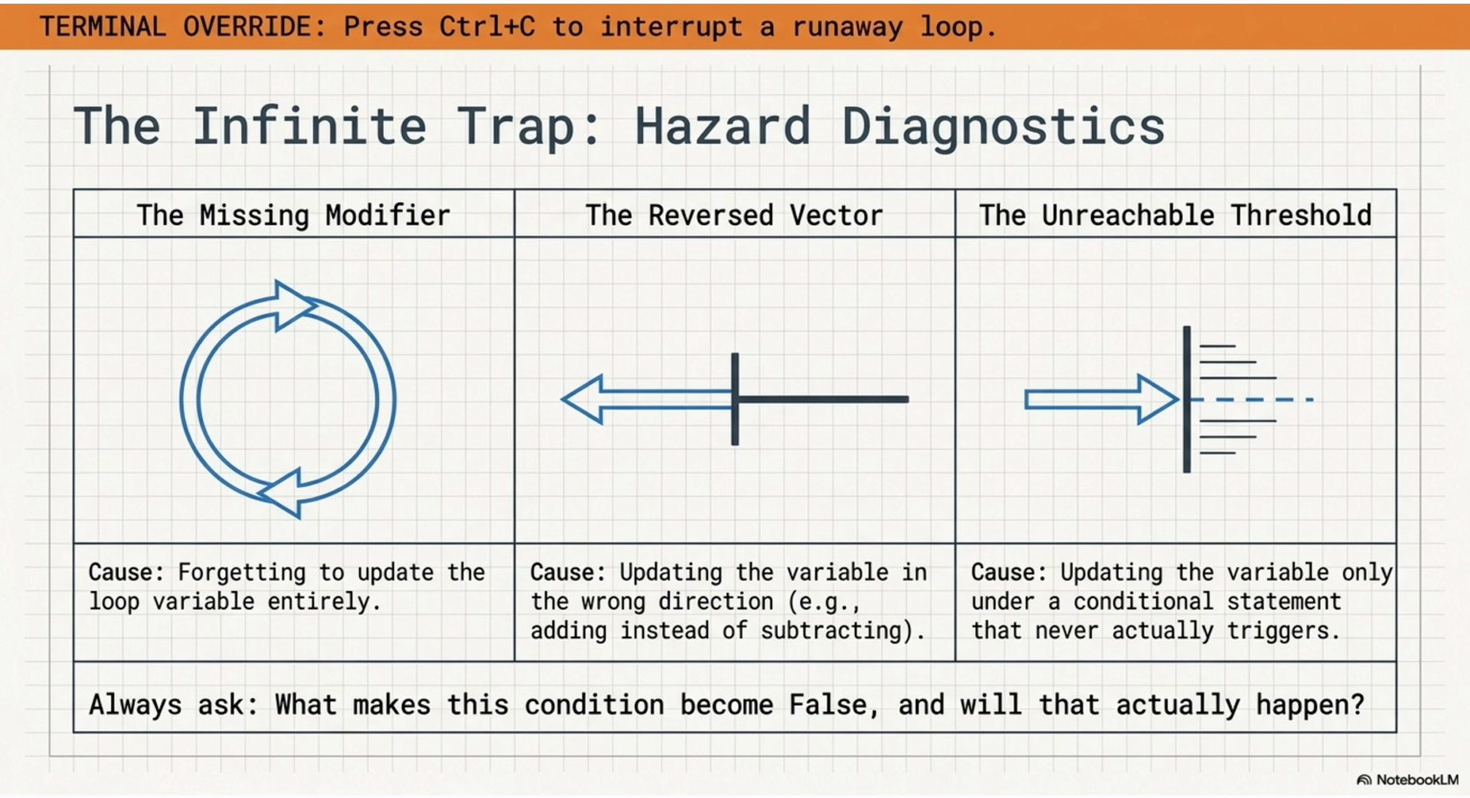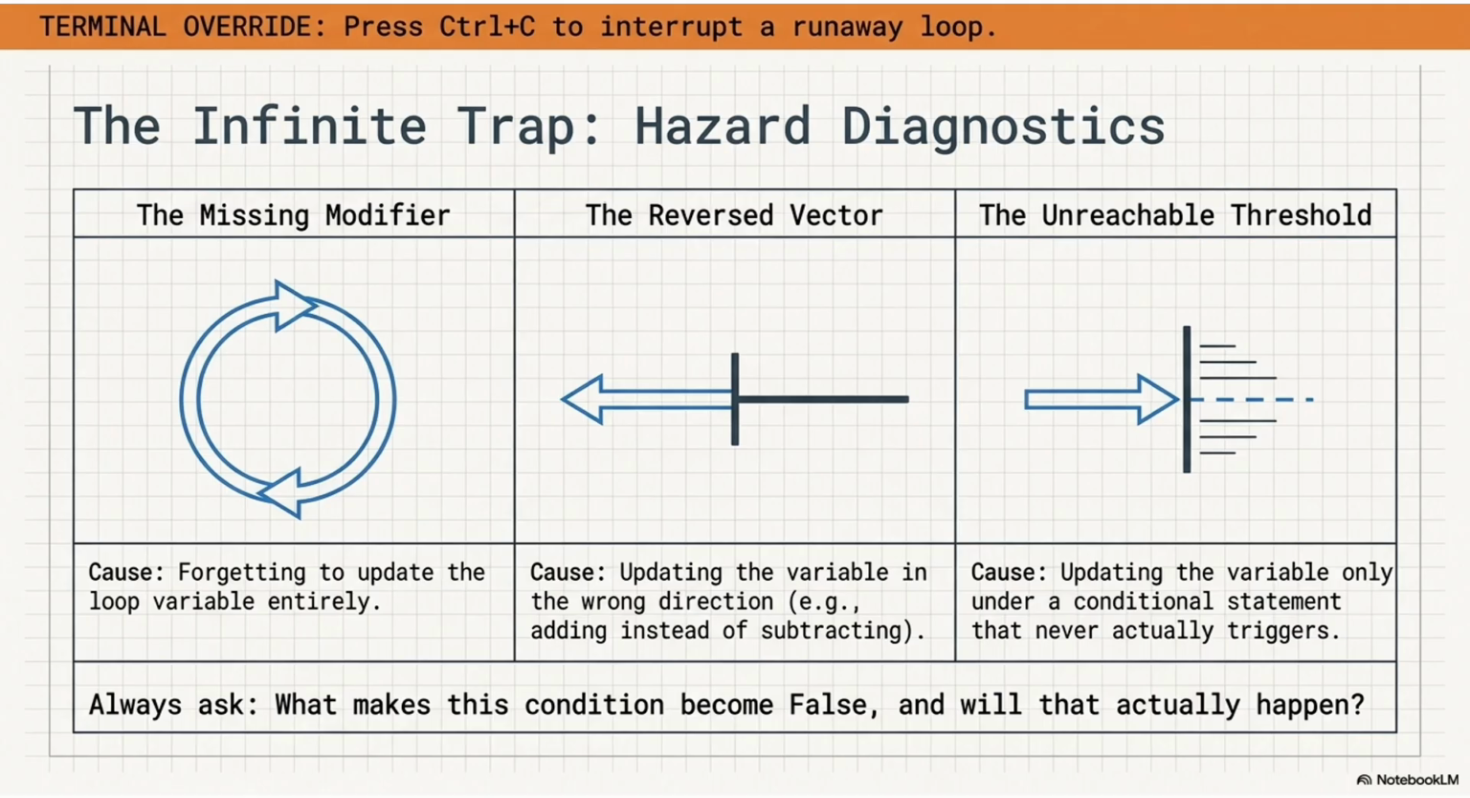The reversed vector. You updated the variable in the wrong direction, adding when you should subtract, so the condition moves further away from false with each iteration instead of closer. The unreachable threshold. The update only happens inside a conditional block that never actually triggers during runtime.